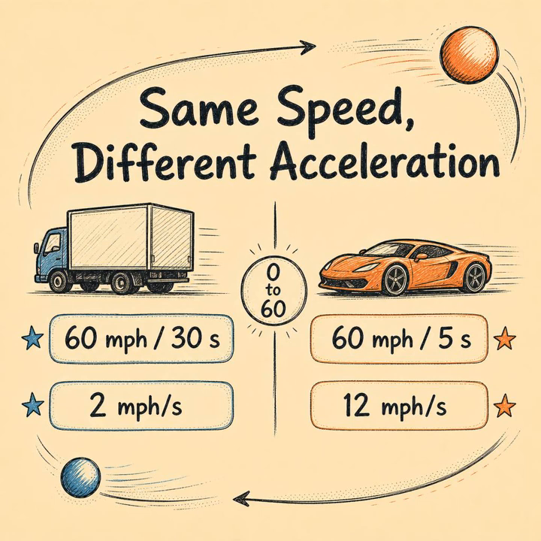Compare two vehicles reaching 60 miles per hour. A truck taking 30 seconds accelerates at 2 miles per hour per second. A sports car taking 5 seconds accelerates at 12 miles per hour per second. Both reach the same speed, but the sports car changes velocity much faster.